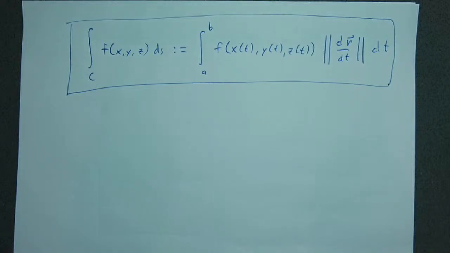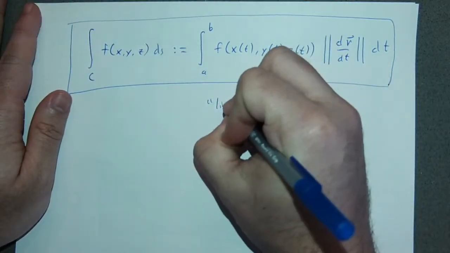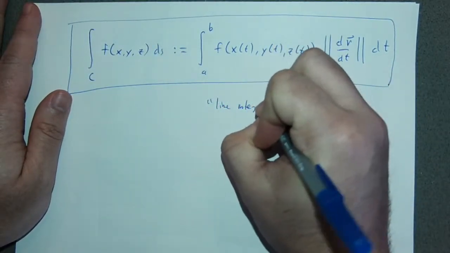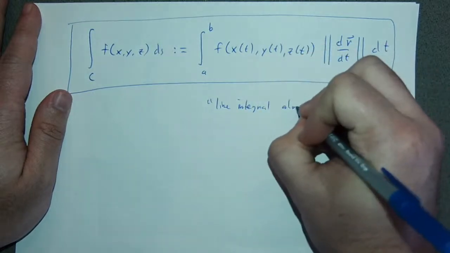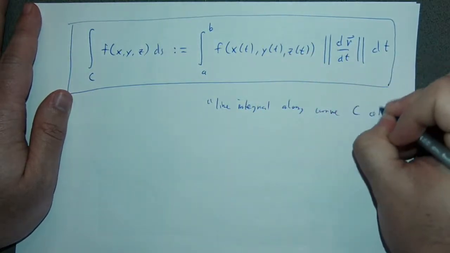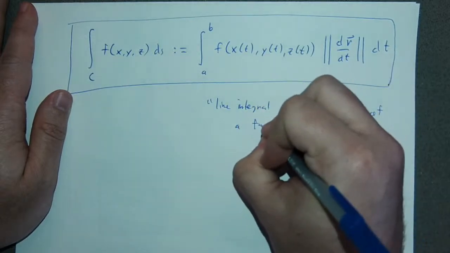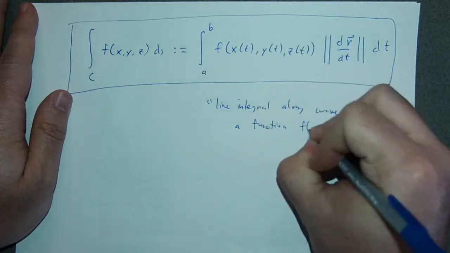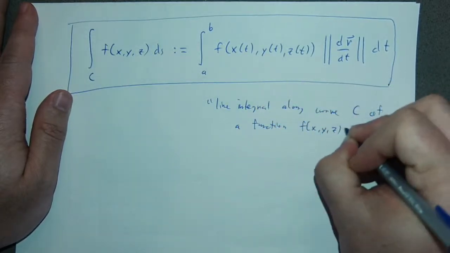All right, so here's my definition. This is the line integral of a function. So this is the line integral along curve C of a function f of x, y, z. So that's how we say that.